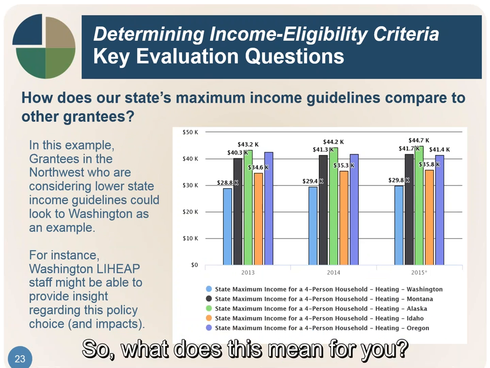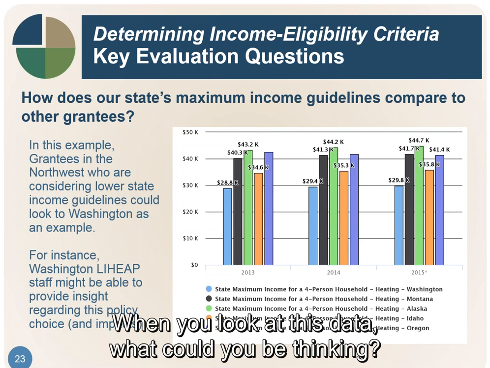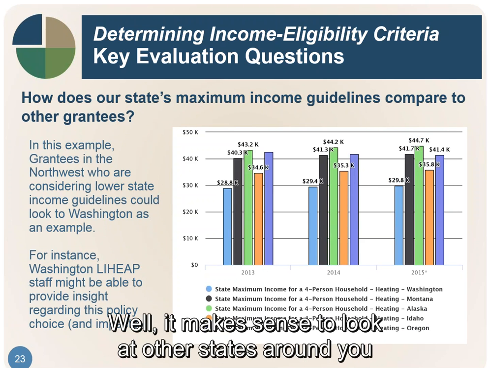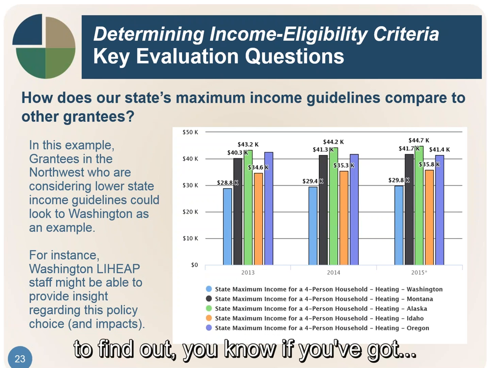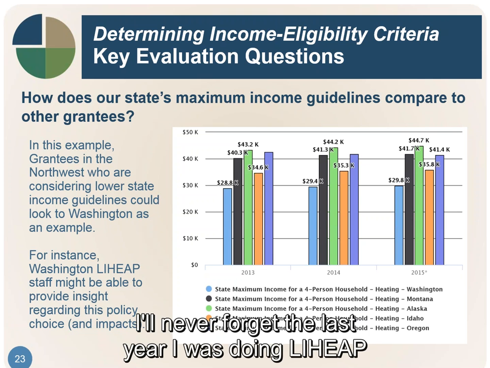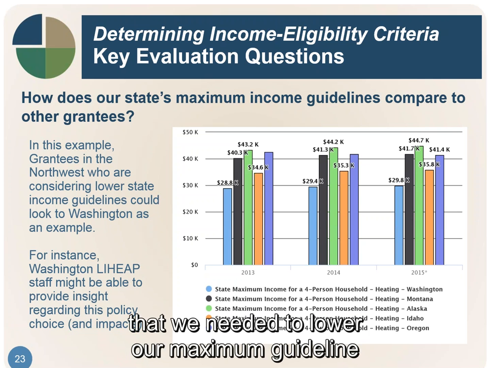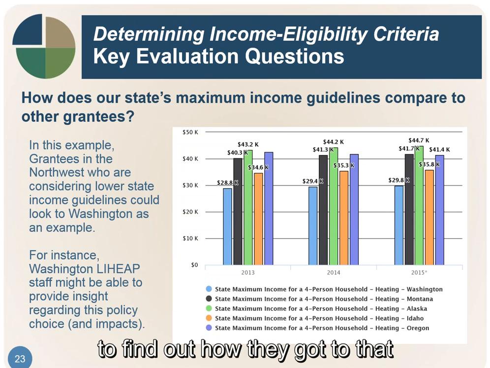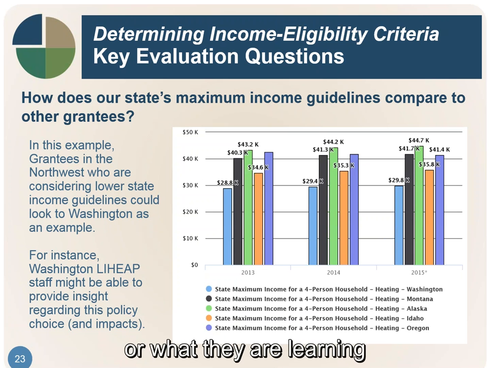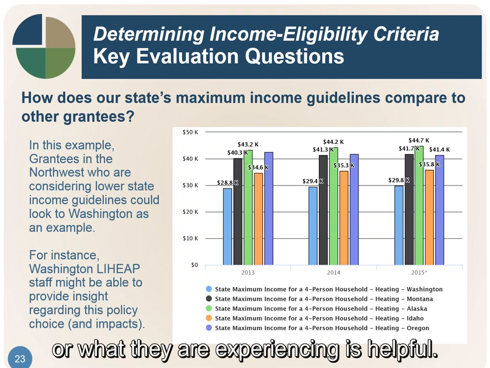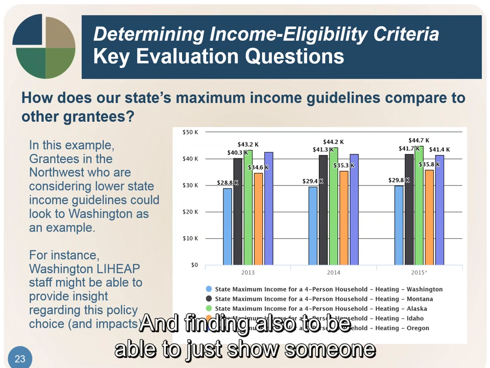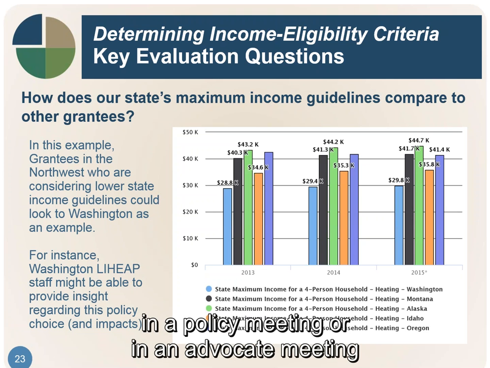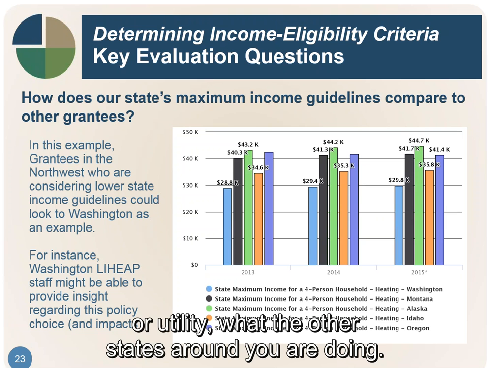So what does this mean for you? When you look at this data, what could you be thinking? Well, it makes sense to look at other states around you. I'll never forget the last year I was doing LIHEAP, we had someone who continued to say that we needed to lower our maximum guideline. Talking to people in your region to find out how they got to that, or what they are learning or experiencing, is helpful. Also, you can show someone in a policy meeting, an advocate meeting, or a utility what the other states around you are doing.